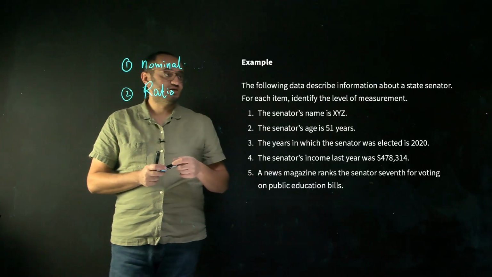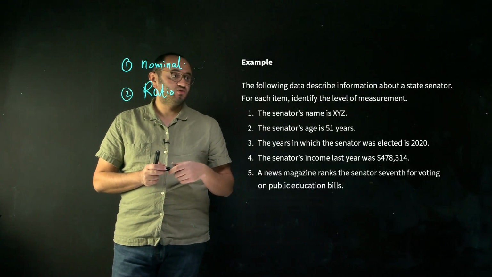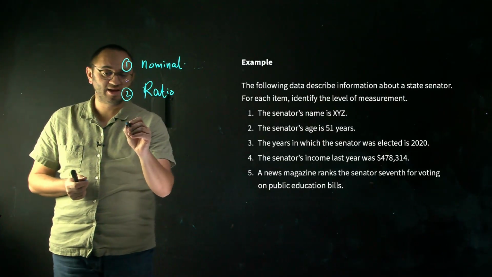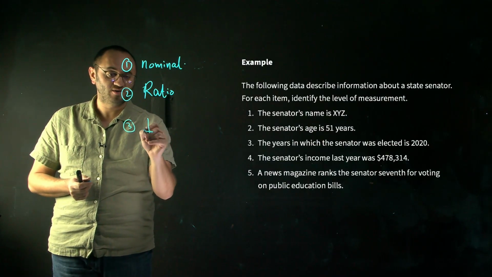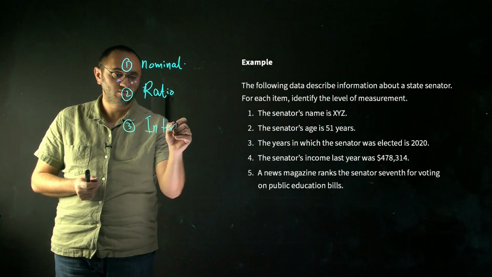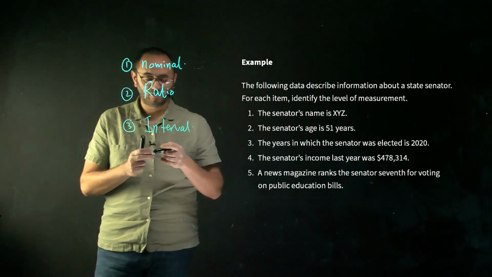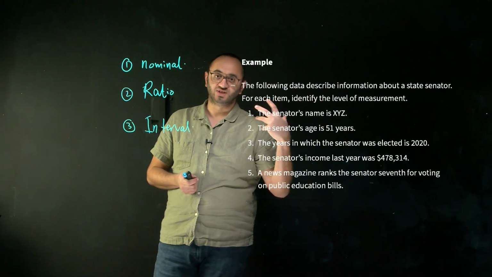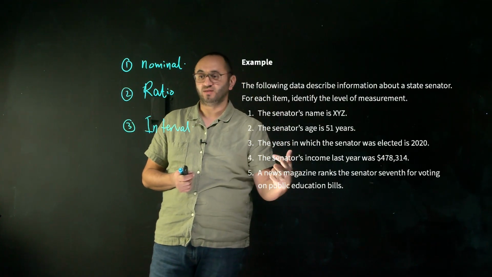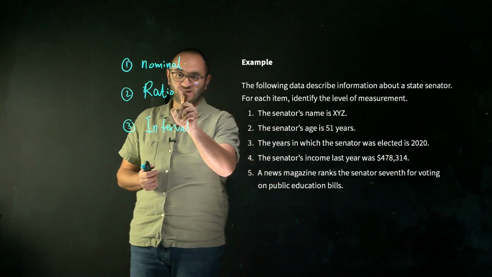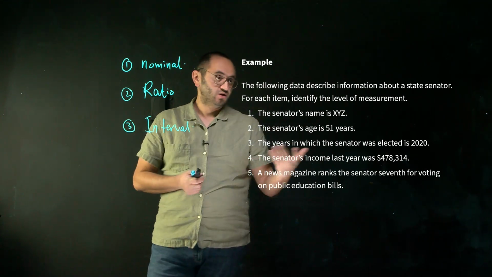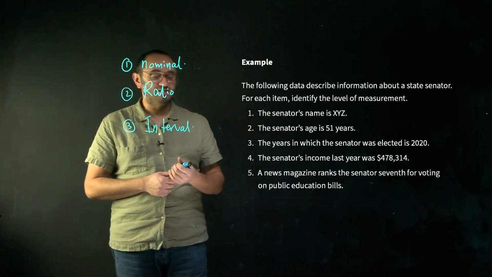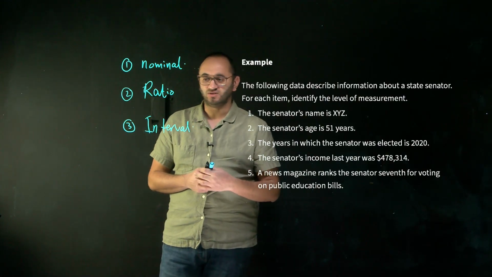Number 3, the year in which the senator was elected is 2020. So this is an example of interval. To tell the difference between ratio and interval, you have to think about zero. Do we have a true zero or not? If the answer is yes, then it's ratio. If the answer is no, then interval. So there is no true zero here, right? If I say elected in year 0, it doesn't make sense, right?